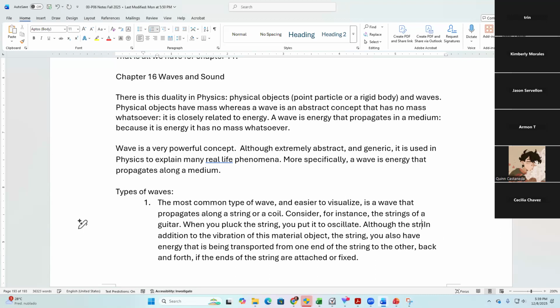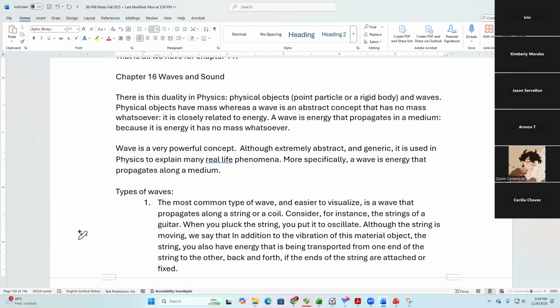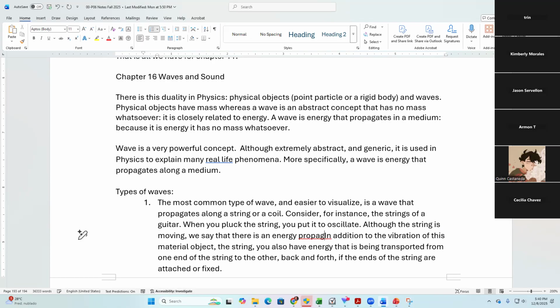Although the string is moving, we say that there is an energy propagating along this string. This is string.